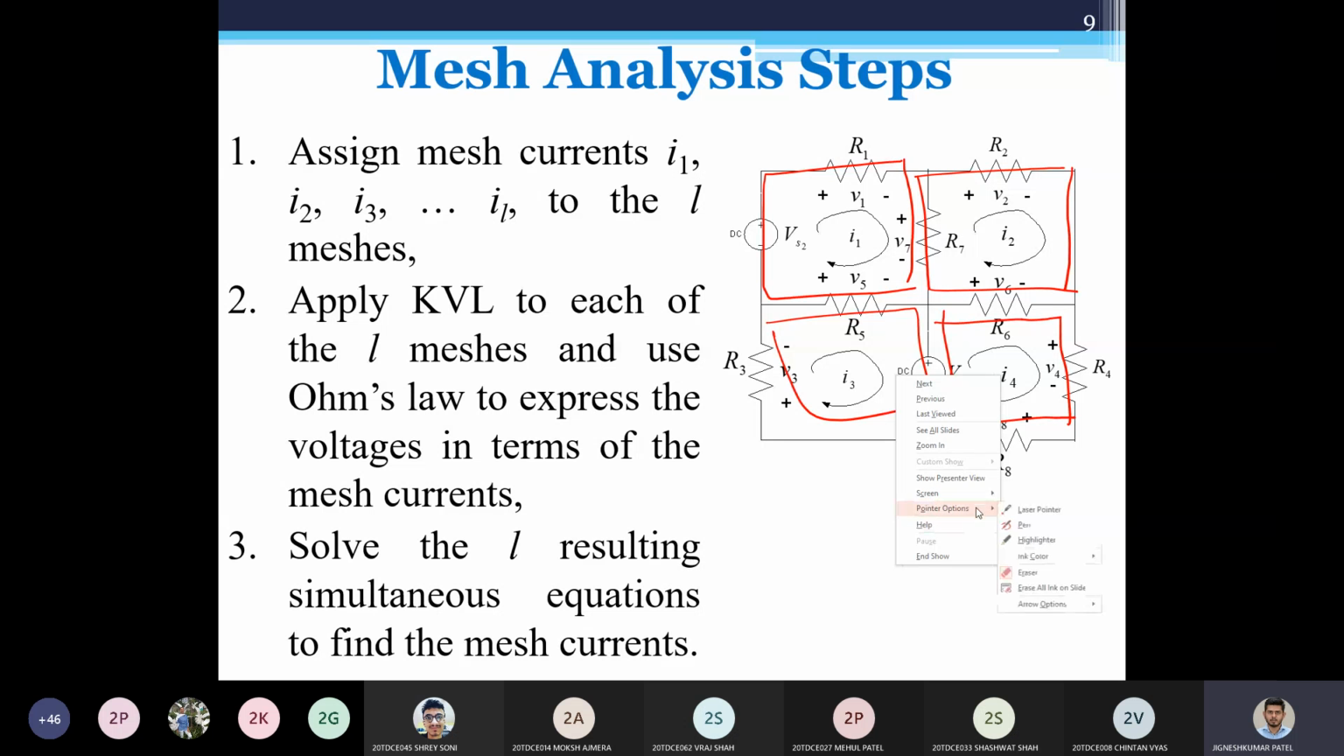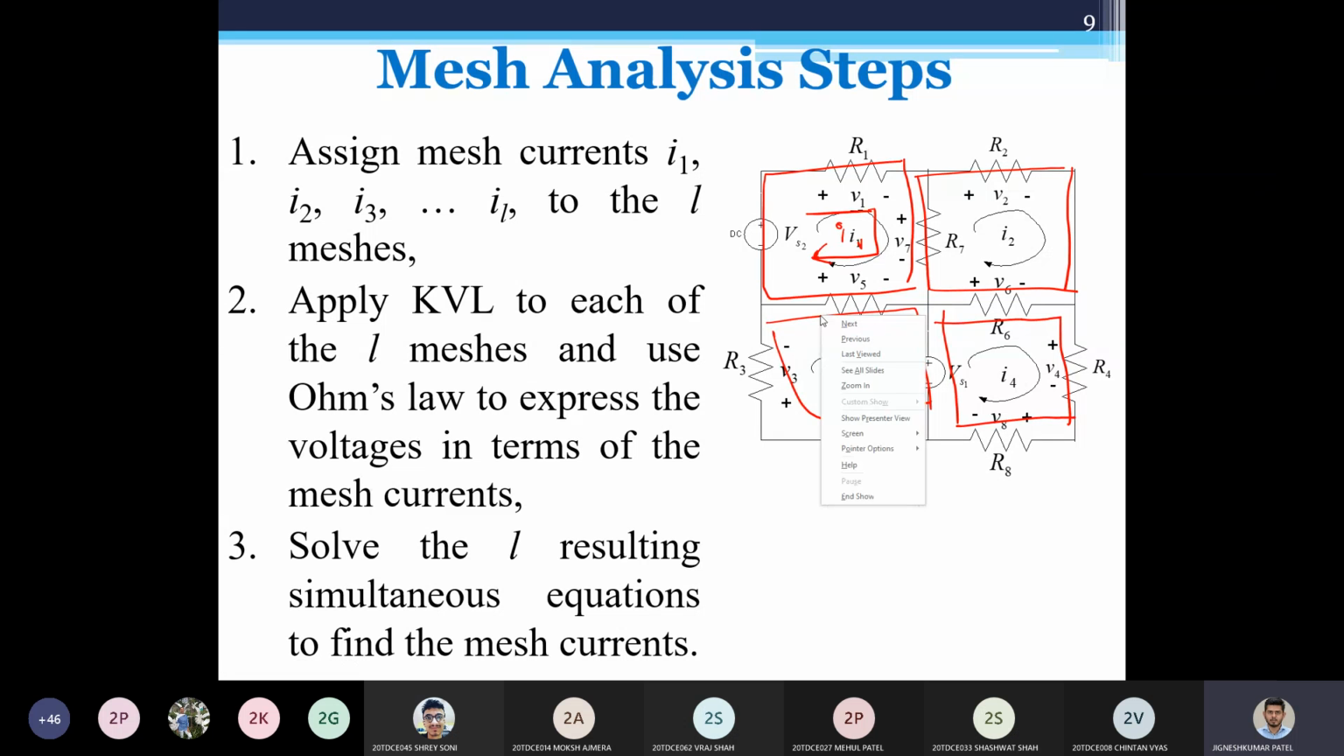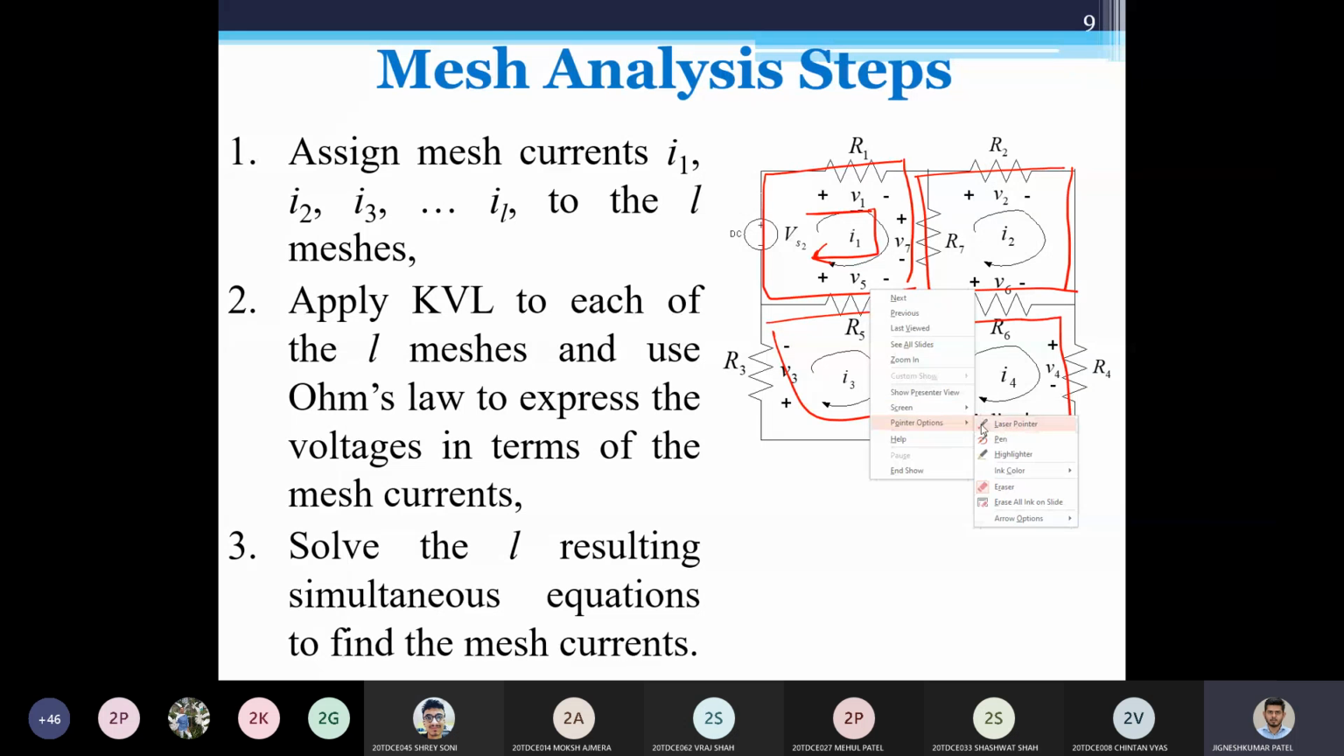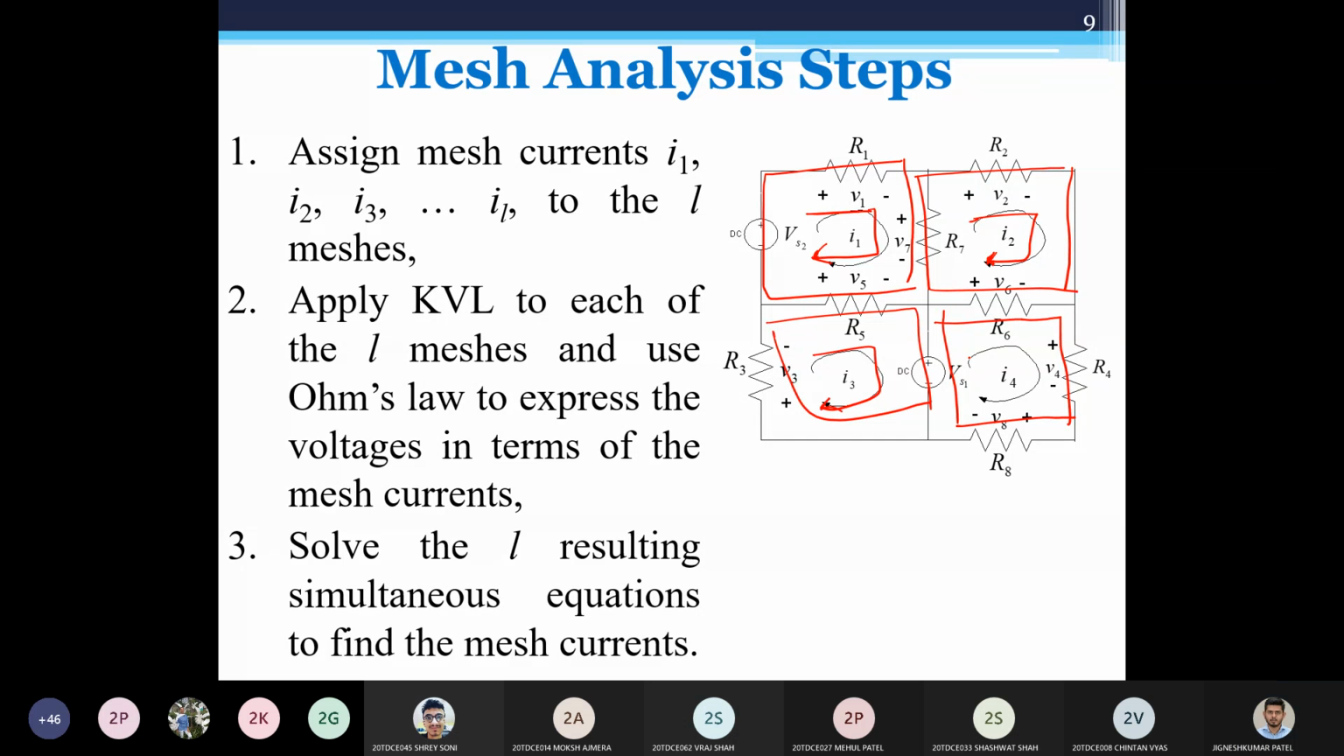Then I'll decide the mesh currents. I'll arbitrarily assume that my first current going through this loop is in this direction, and I'll call it I1. Then in mesh 2, I'll say my current is I2. Again, I will assume an arbitrary direction. Here they have assumed it like this, but if you want, you can go with the opposite direction as well. But to make it simple, always go with a single direction. Then I'll say this is my I3 and this is my I4.